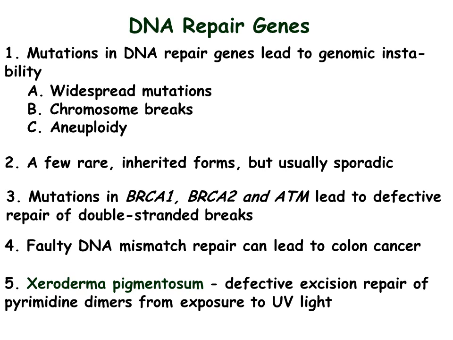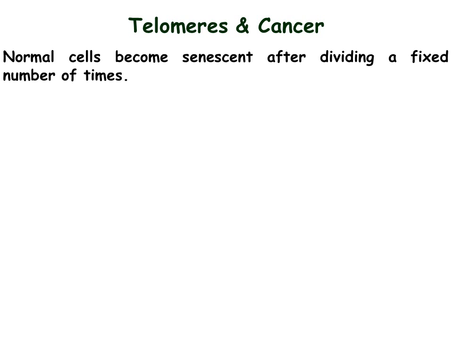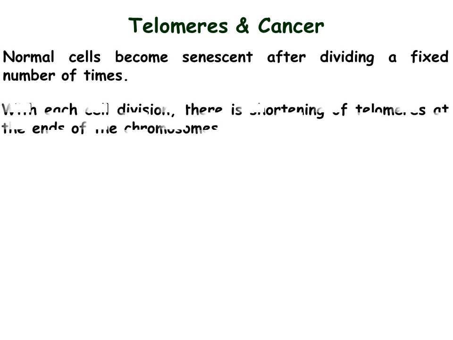Just wish no kid had to have it. Anyway, this leads us to a very important discussion of telomeres. How does a cell know it's too old and it can no longer divide? Well, this is how normal cells become senescent after dividing a fixed number of times. Okay, how do they know to die out?